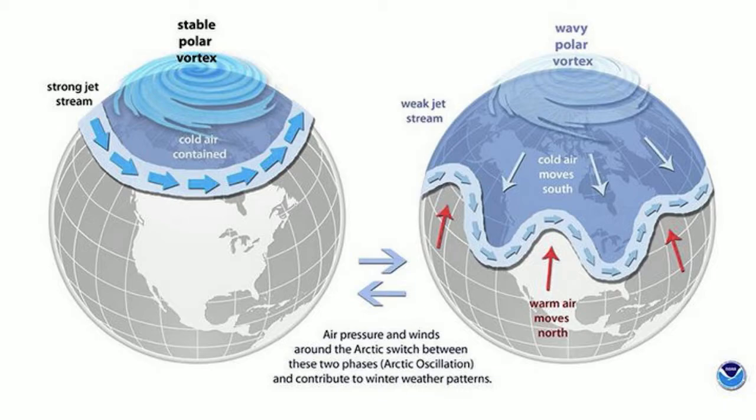It gets wavy, and the cold air from the north is able to push down, and sometimes those fingers of cold land right on top of us. And that's the polar vortex.